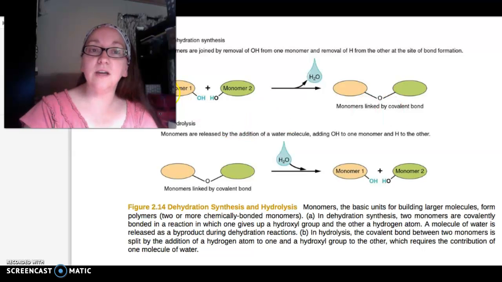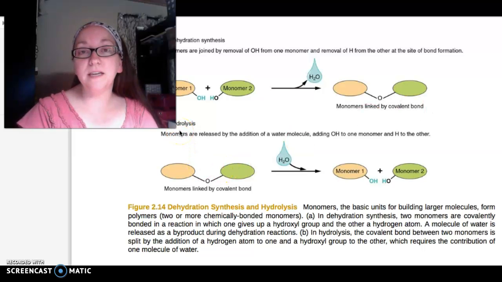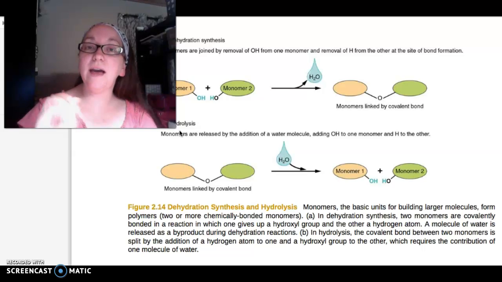So it's a synthesis, right? Two things added together to make one product. This is really important in building a lot of our organic molecules, like carbohydrates. And so you'll see this a lot in biochemistry. Hydrolysis is the opposite. Think about if you hydrate something, you add water, right? So we're going to throw the water back in.